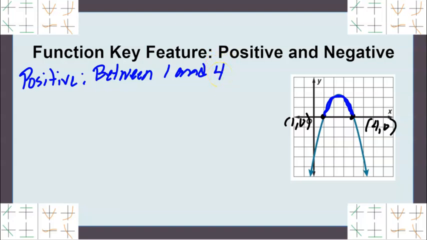And then the negative portion, it's below the x-axis, so it's below right here. So in relation to 1, it's to the left of the point, the x-intercept. And if it's to the left of the x-intercept, it's going to be less than 1.